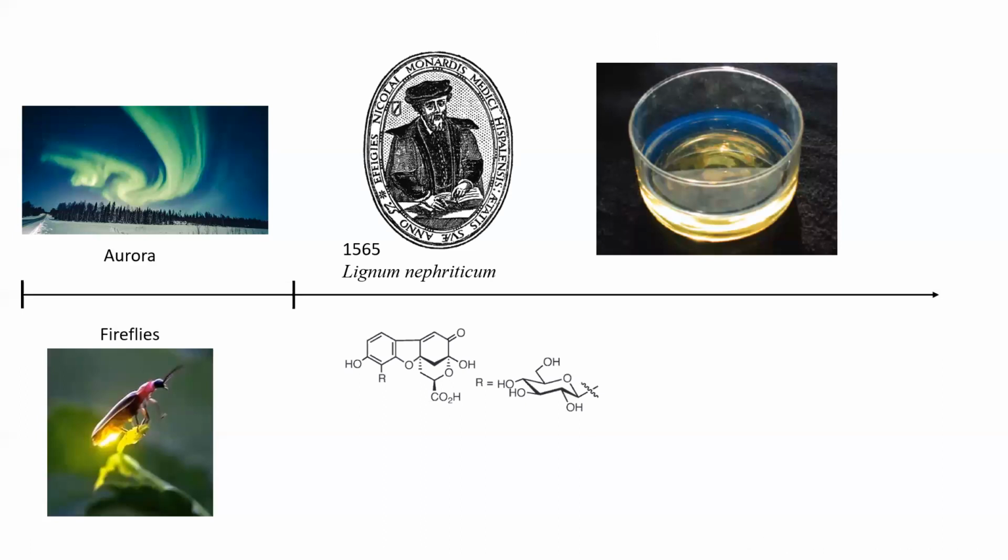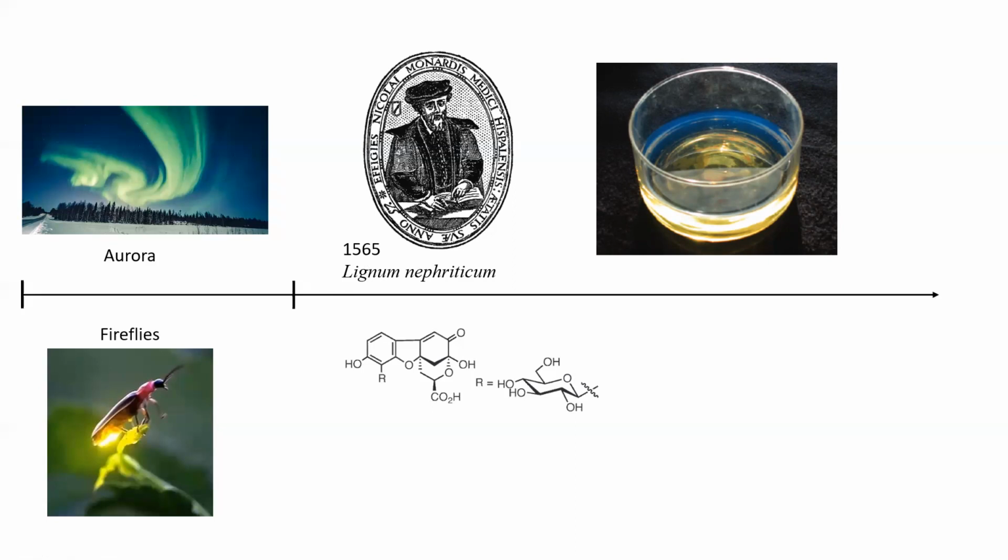But the first real observation of fluorescence is reported to be from a man named Nicolas Monardes, who was a Spanish botanist. He was studying the trees and the plants in Mexico to give the Spanish ideas about how to take some profit from the local species.